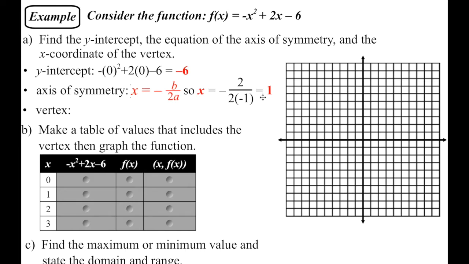X equals 1, excuse me. So at x equals 1, you'll have a vertical line. Okay, we usually make that a dotted line, and I'll show you the graph in a minute. And then we need to find the vertex.